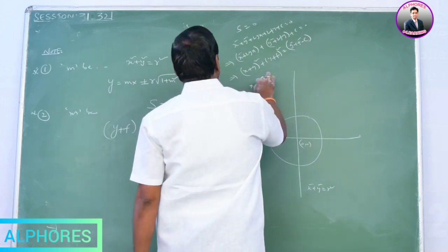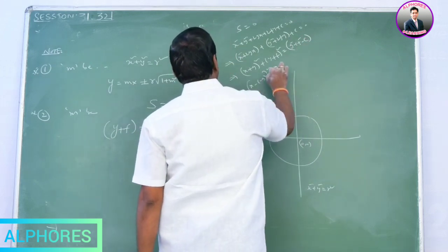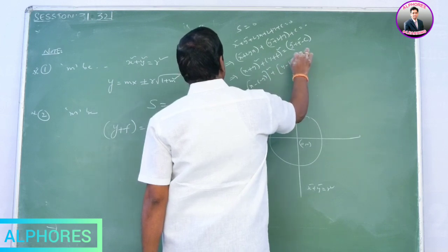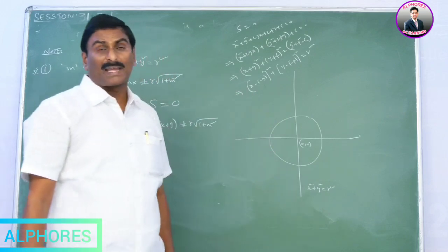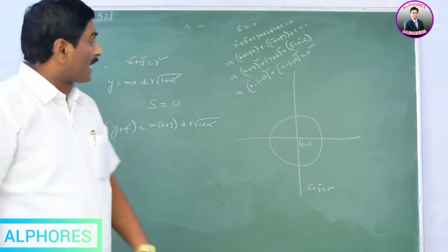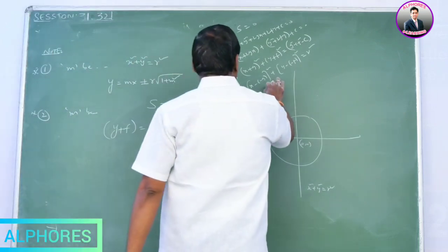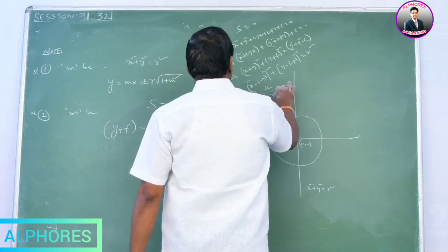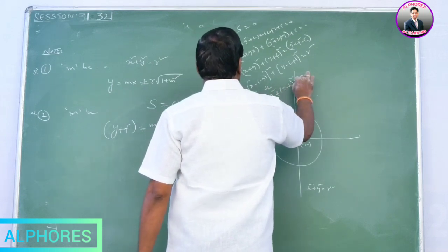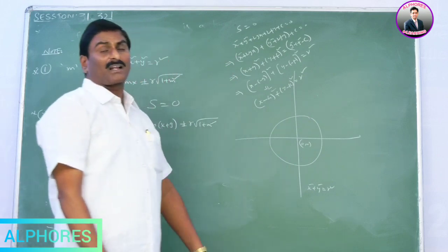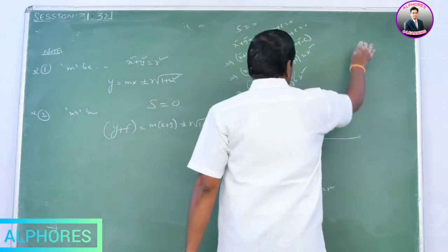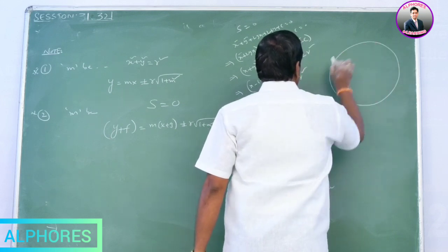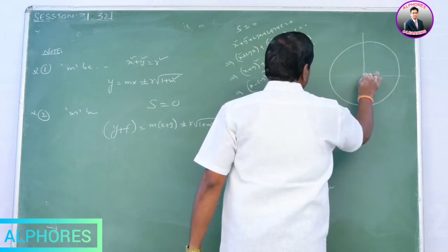That means x minus of minus g whole square plus y minus of minus f whole square is equal to r square. This S is equal to 0 can be reduced in this form. That means it is in the form of x minus h whole square plus y minus k whole square is equal to r square. Okay. Here the center of the circle h comma k is equal to minus g comma minus f. Suppose the circle is in this way. The center of the circle is h comma k, that is minus g comma minus f.